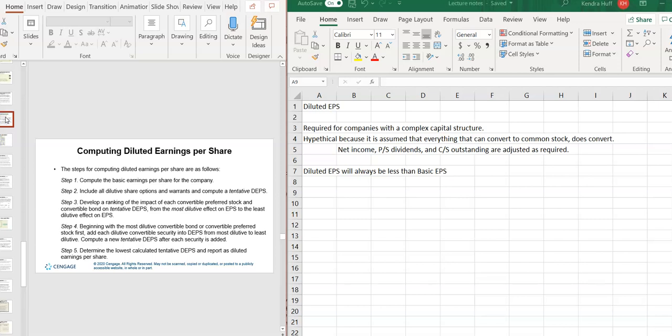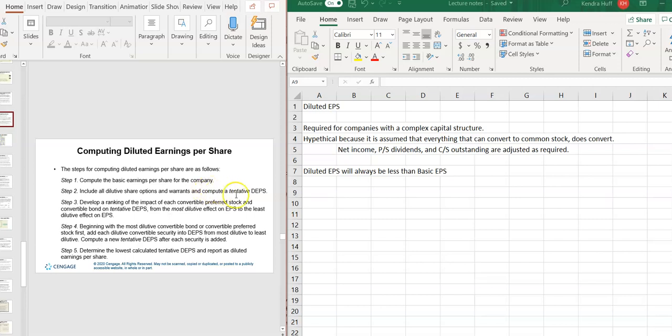Okay, so you start off with basic earnings per share. All right, and then you do a tentative diluted earnings per share, and they call it tentative because some conversions may actually be anti-dilutive, and if they're anti-dilutive, you don't include them. For instance, if the market price per share is less than the exercise price of a stock option, then you wouldn't exercise the stock option because you could just go out and buy it for cheaper as opposed to exercising the stock option and having to pay the exercise price.